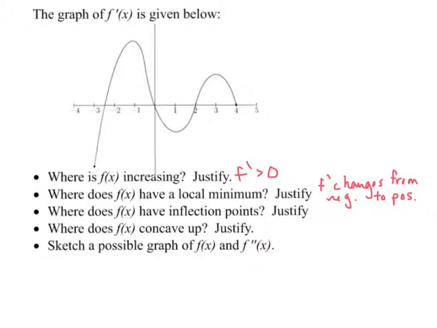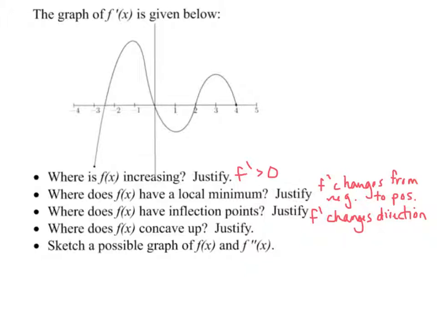Where does f have inflection points? Well, a function has inflection points when it changes concavity. Its second derivative changes signs. Its first derivative changes direction. f prime changes direction. This is usually the justification I use. I know that people like to say it's a minimum or maximum. I just think it's easiest to put one blanket statement out there that covers everything.